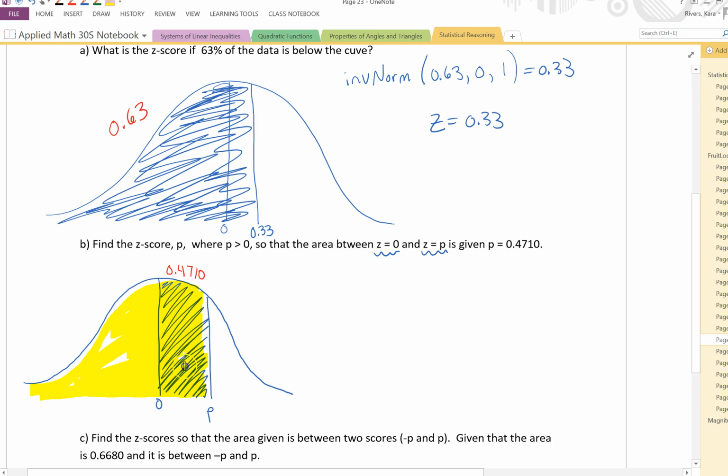which is kind of what we want, but not really, because all of that is more than 0.4710 in terms of our area. 0.470 is just the specific shaded part. So how do we get the calculator to read from negative E99 all the way through to P? Well, we know that the area under this part of the curve from 0 to P is 0.4710.